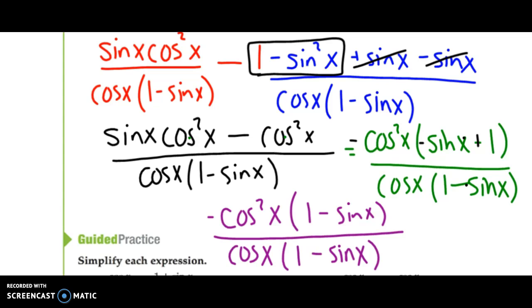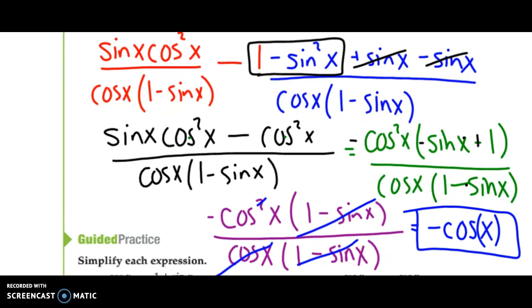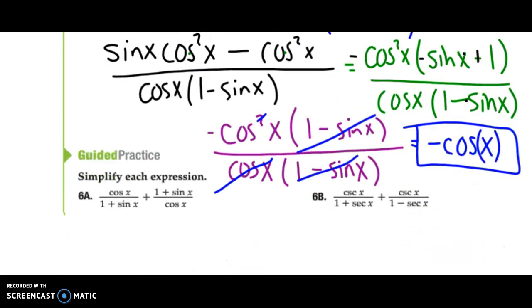And so now let's cancel as best we can. Well, we'll see that we have 1 minus sine x and 1 minus sine x in the top and bottom. I also have a cosine squared over a cosine, so one of these will go away. And so all I'm left with at the very end is negative cosine of x. There's my answer.